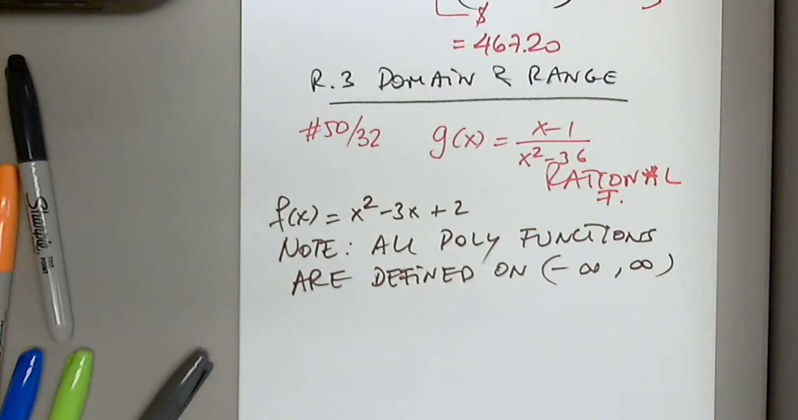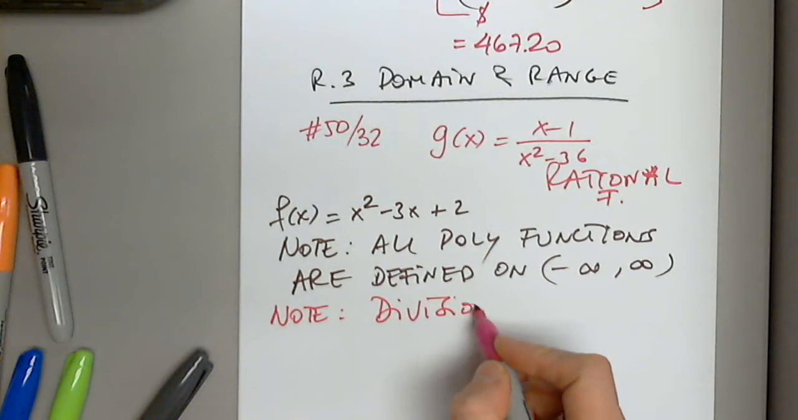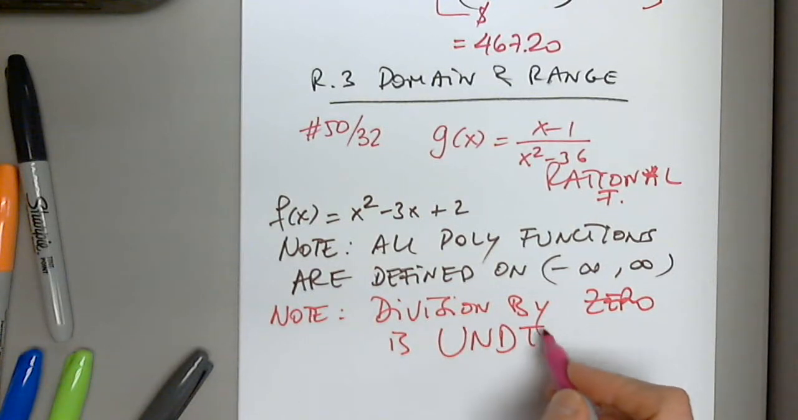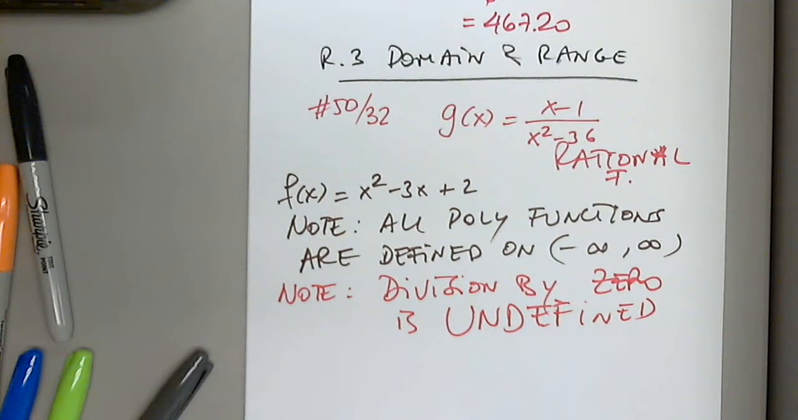Now here I did not have any problem, ever, because I can plug in anything I want for x. But here I may encounter a problem. What is the problem that I may run into? You can't divide by 0. Excellent. So note, again, division by 0 is undefined. Undefined. It's a fancy word that really says it does not exist.